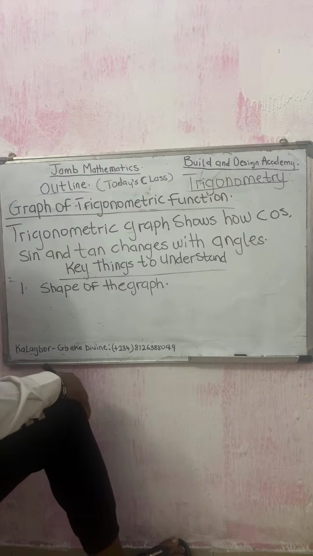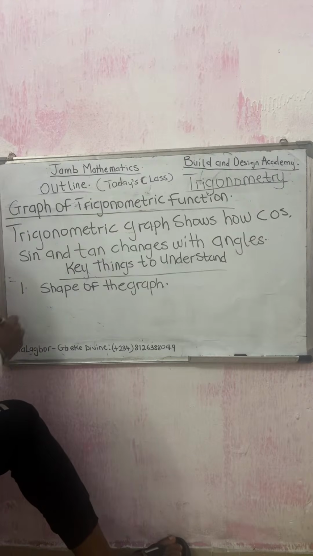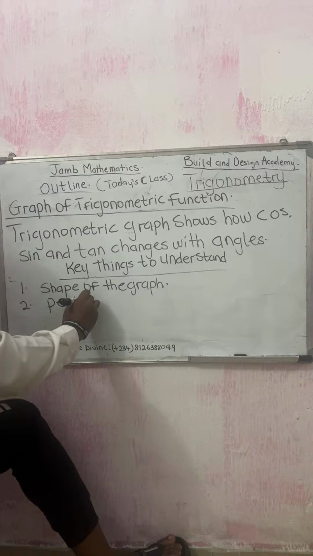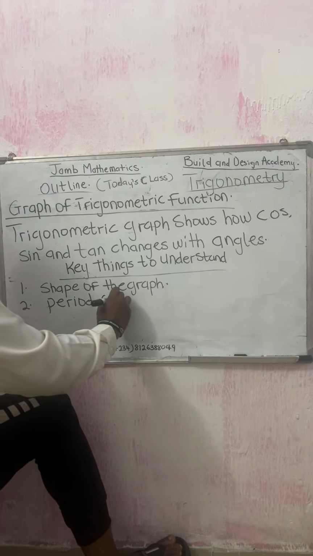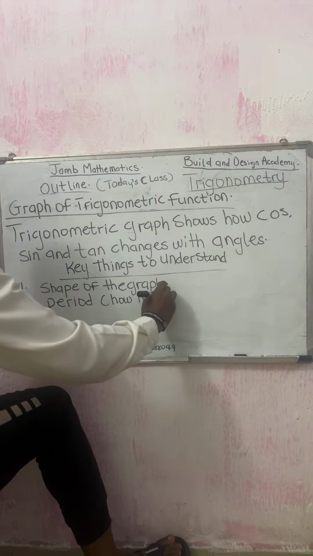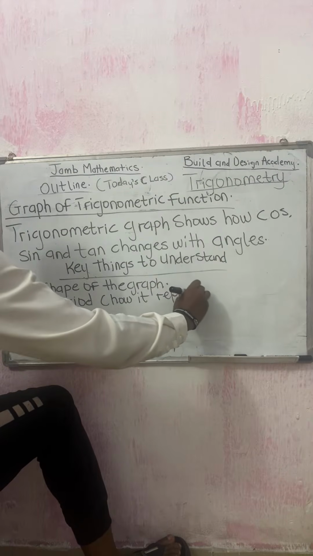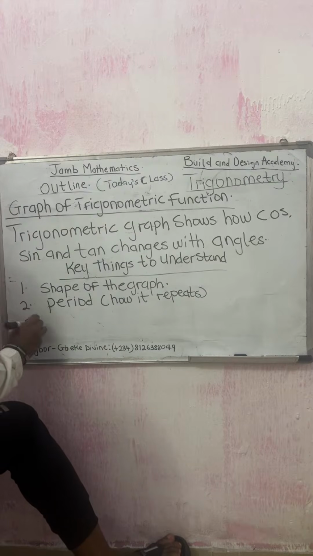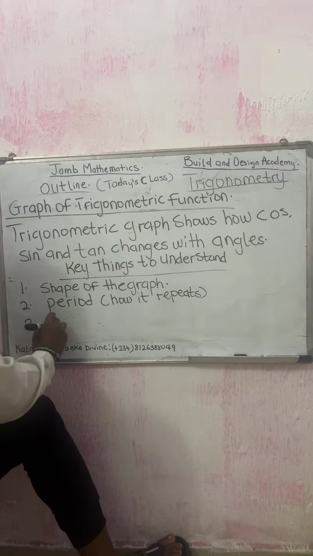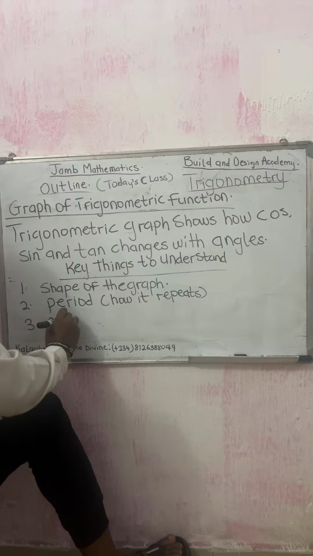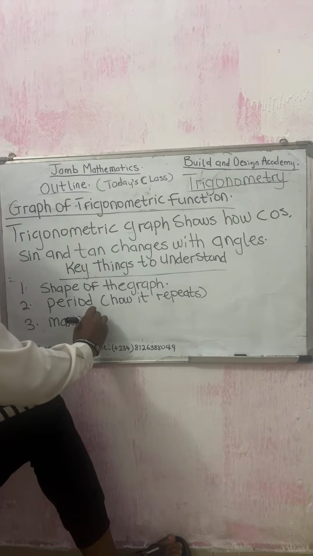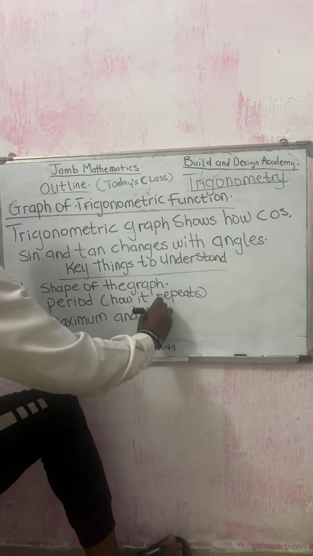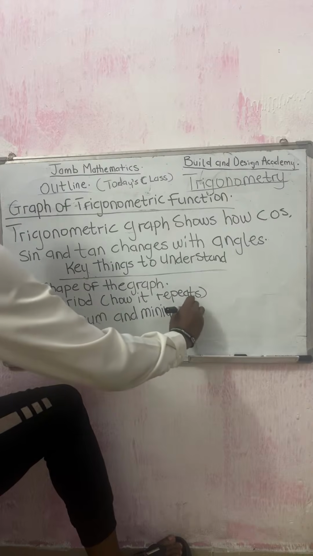Next up, look at how many times the period repeats. That is how it repeats. And the final thing to look at is what? The maximum value and the minimum value.